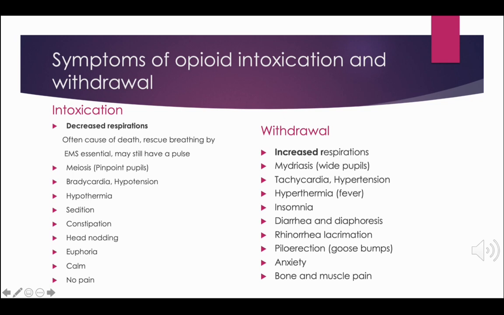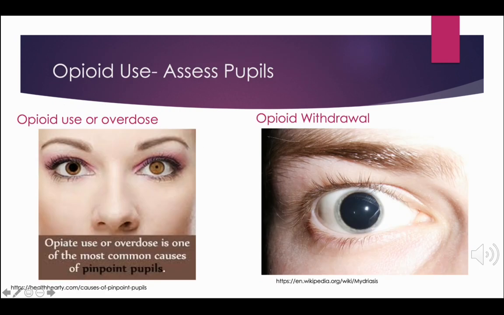In withdrawal, we have increased respirations, wide pupils, tachycardia and hypertension, hyperthermia, insomnia, diarrhea and diaphoresis, rhinorrhea, piloerection, anxiety, and bone and muscle pain. Piloerection is the goosebumps and rhinorrhea is runny nose. On the left, you can see an individual who is experiencing opioid use or overdose, and that is the pinpoint pupil. On the right, you can see opioid withdrawal. See how big that pupil is?